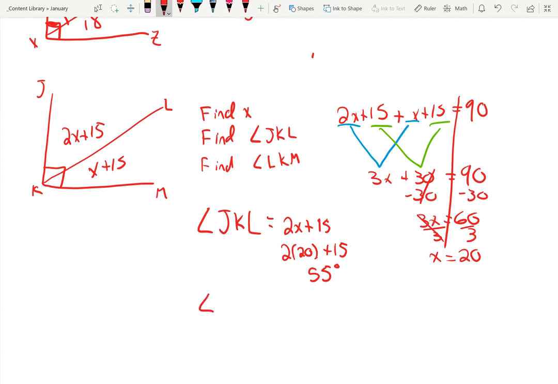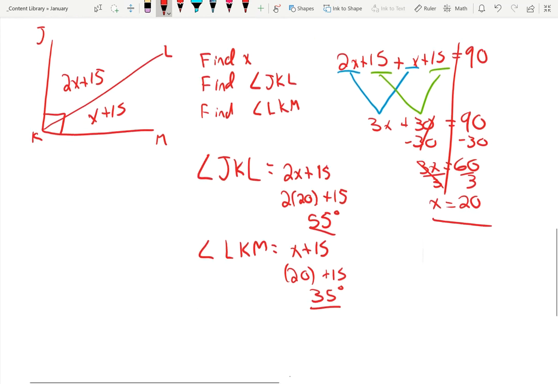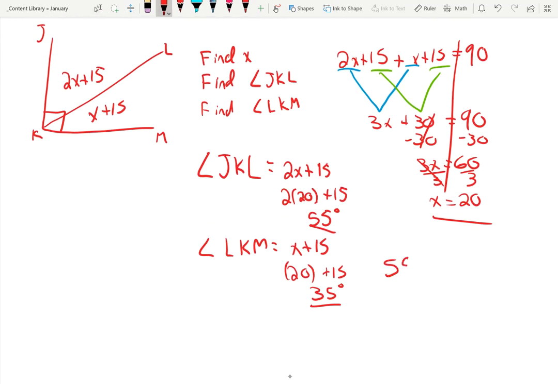The other angle, angle LKM, is x plus 15. But remember, we found out x was 20, so we can plug that in. We have 20 plus 15, which is 35. So there we go. X is 20, but the two angles are 55 and 35. And if you want to quickly double check, 55 plus 35 does indeed equal 90. So that confirms that our work is accurate, because it was supposed to add up to 90 the whole time.